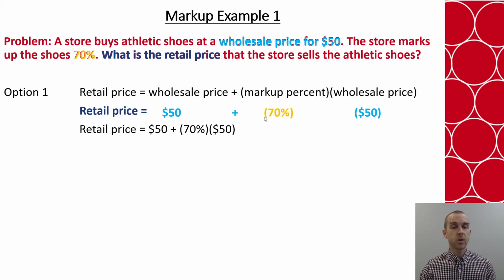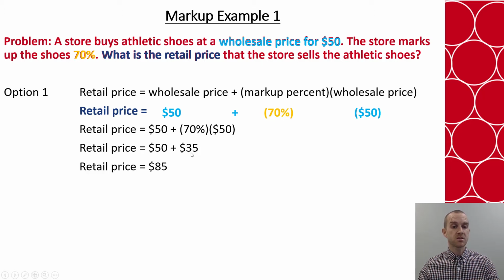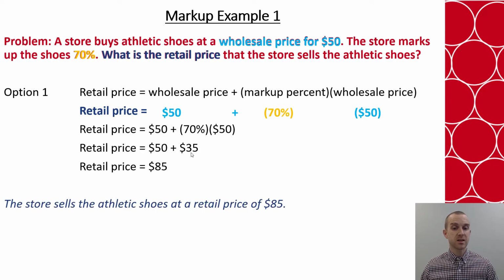Now I have my equation and I see that I'm solving for the retail price. First thing I do is change my percents to decimals and then multiply, so 70 hundredths times $50 equals $35, and then $50 plus $35 is $85. So the retail price for these athletic shoes would be $85.